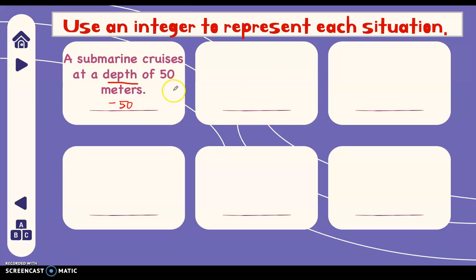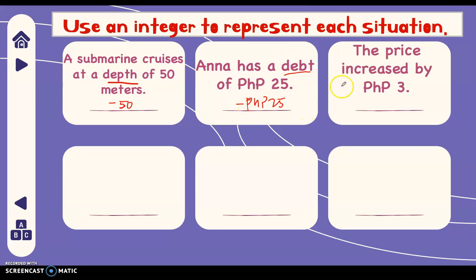Okay, and next, Anna has a debt of 25 pesos. So debt is also negative. So we write negative 25 pesos. Next, the price increased by 3 pesos. So you just write 3 here, and then you may not write the symbol for positive, which is plus, because if there is no symbol beside the number, then that means it's positive.